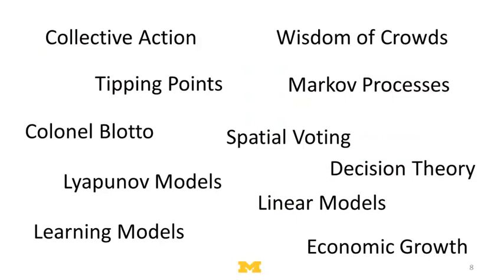So what kind of models? Well, we're going to study models like collective action models. These are models where individuals have to decide how much to contribute to something that's for the public good. We'll study things like the wisdom of crowds, like how is it that groups of people can be really smart. We'll study models that have fancy names like Lyapunov models and Markov models. These are models of processes. They sound scary, but they're actually really fun and interesting.